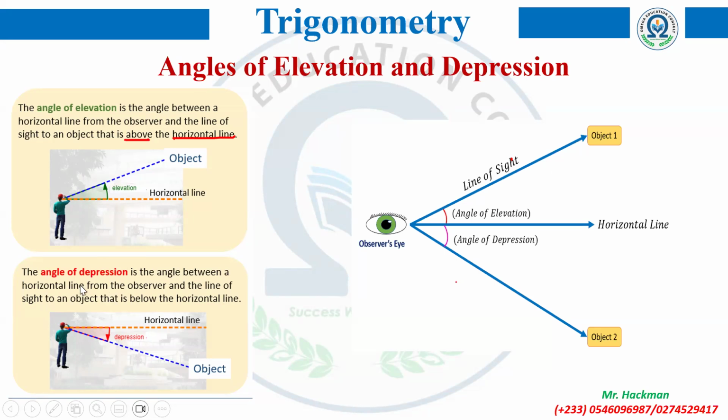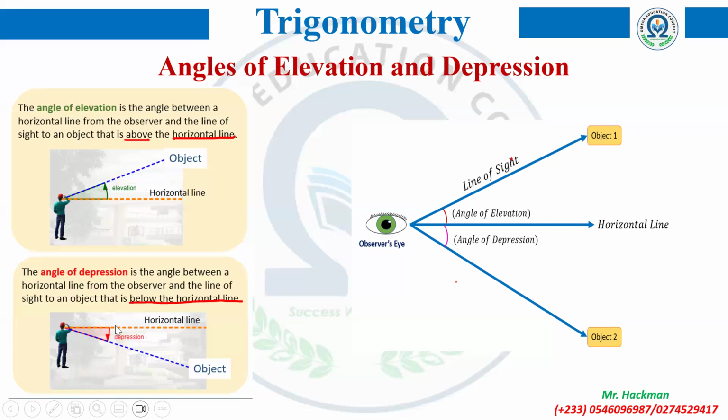Now let's come to the depression. The angle of depression is the angle between a horizontal line from the observer and the line of sight to an object that is below the horizontal line. So we are looking at an object that must be below the horizontal line. This time around, below the horizontal line.